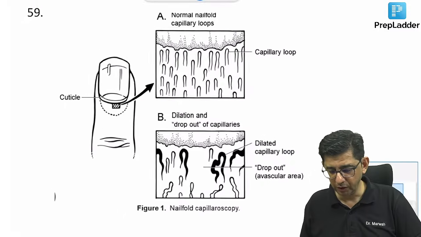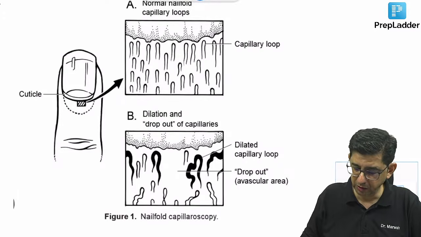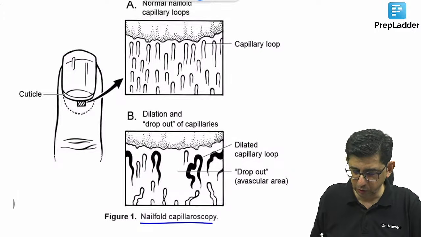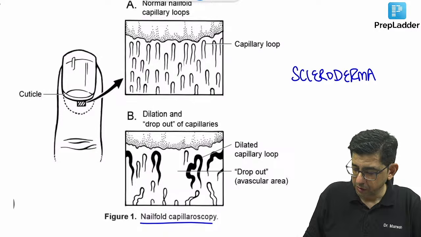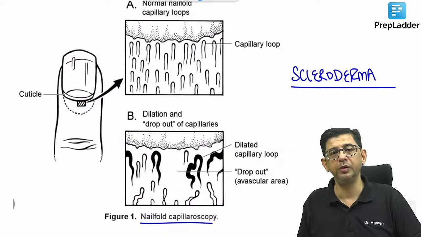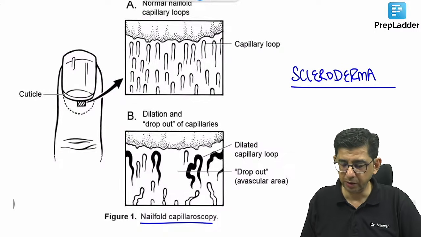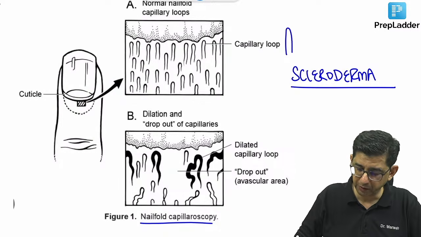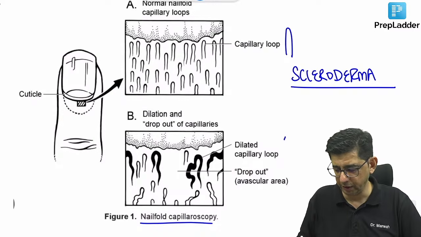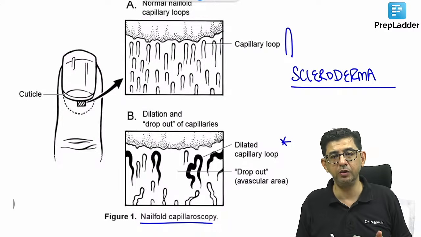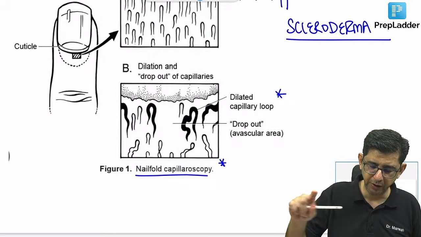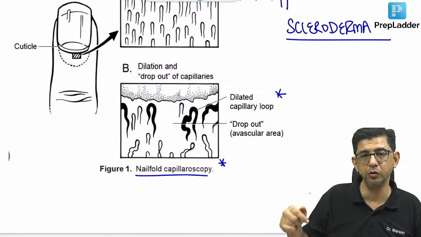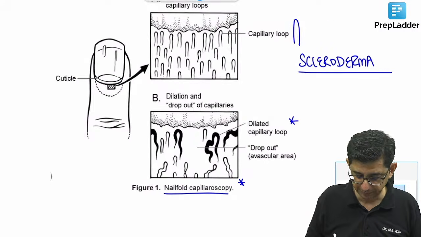Okay. Another feature which I want to bring to your attention is the test of nail fold capillaroscopy. This is a test that is again done in patients of scleroderma. Scleroderma, as it causes fibrosis, can even damage the blood vessels or the capillaries. Normally the capillary loops will have a particular shape. Here we can have dilated capillaries, drop out, and avascular zones also. So I just wanted to bring to your attention this statement, which I mentioned in the main video: nail fold capillaroscopy is used for evaluation of patients of scleroderma.